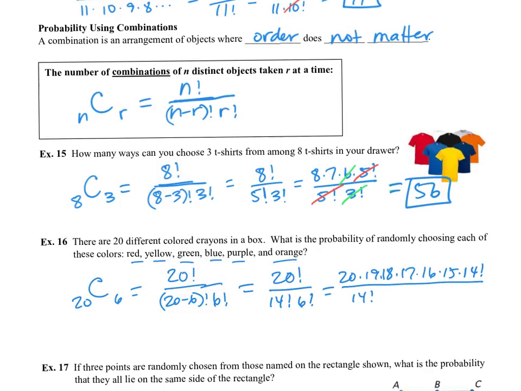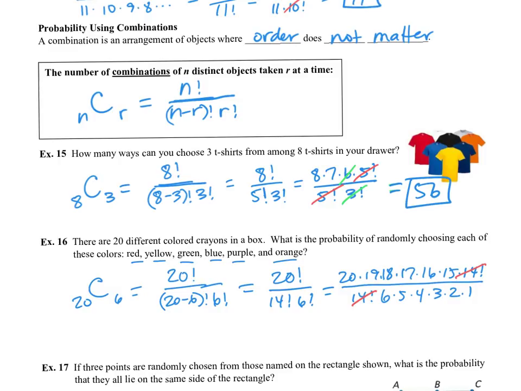Now I'm going to write this 6 factorial out, and you'll see why I'm going to do that in just a second. 6 factorial is 6 times 5 times 4 times 3 times 2 times 1, because I'm looking for stuff I can cancel. For example, I can cancel 14 factorial with 14 factorial.